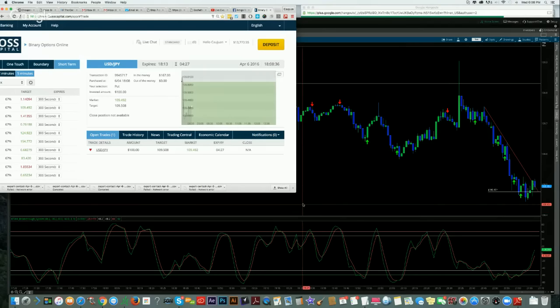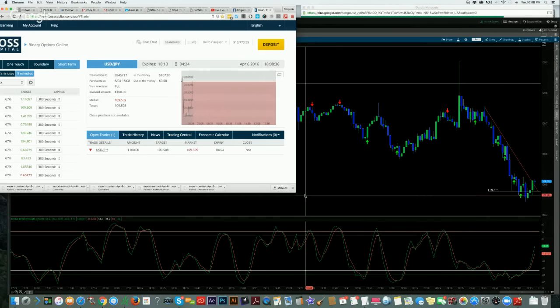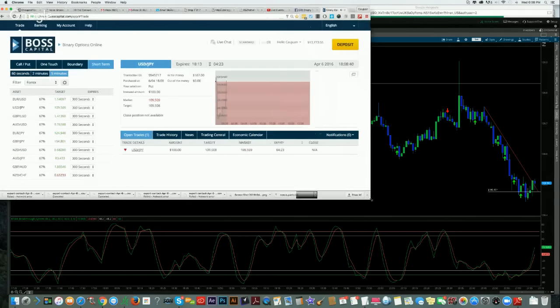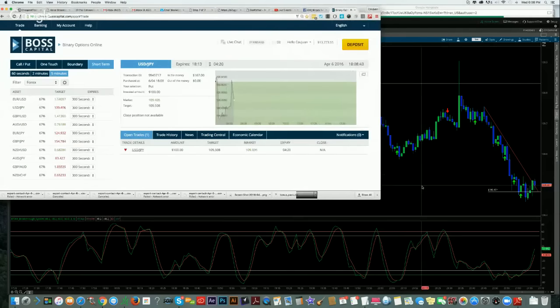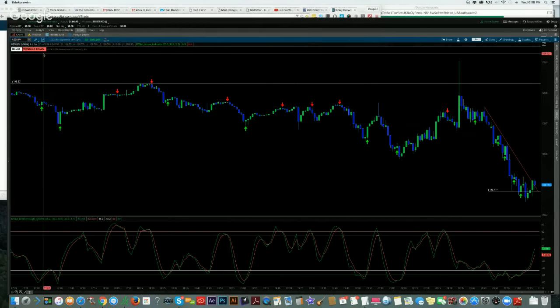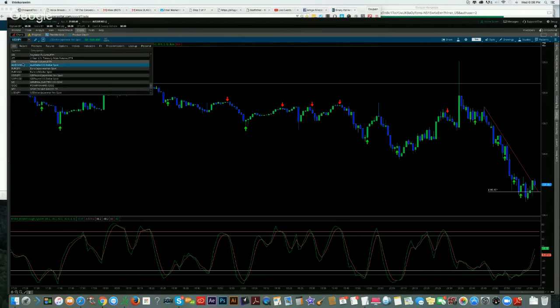I'm gonna go look for another one while we're in this trade. This is for 5 minutes. Quick recap, they'll come back down, just a quick retrace. All right, let's go see another one while we wait for that one.